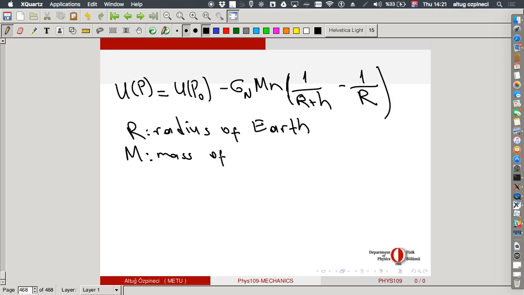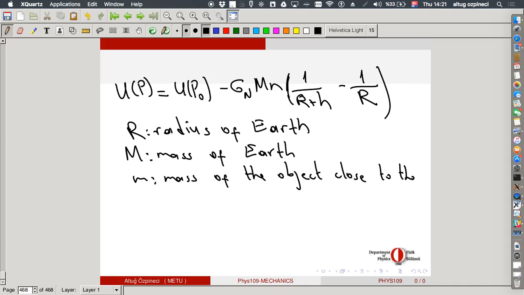So if you take this object at height h from the surface of the Earth, our derivation tells us that the gravitational potential energy of this object is U(P0) minus G M m (1/(r+h) minus 1/r), where M is the mass of Earth and m is the mass of the object close to the surface of Earth.